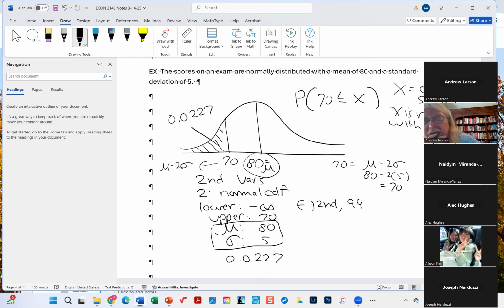Now you're going to go to your calculator and you're going to type second var, number 2, normal CDF. If you notice, once again, the lower limit is negative infinity, the upper is 70. Here's what you want to be careful about. You must change the mean and the standard deviation to the new values. If you forget, of course, you're going to get the wrong answer.